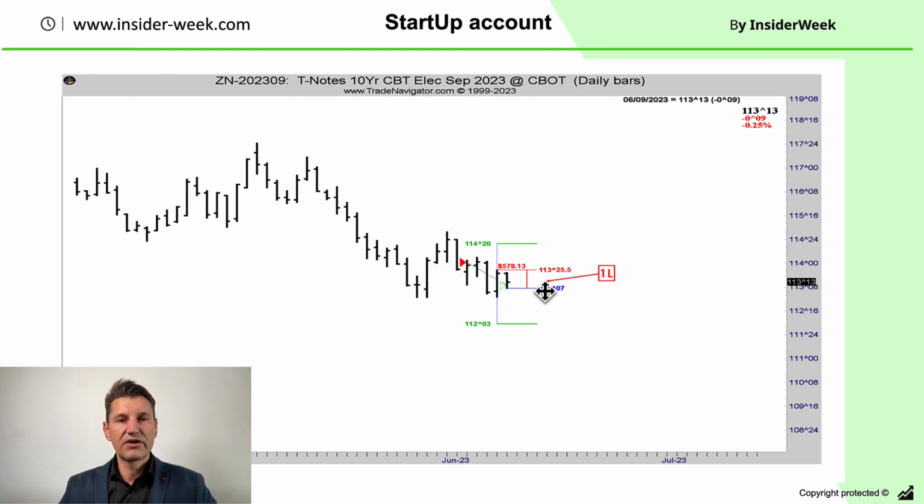The risk is here $578 per contract or per lot. And my price target is the range of the previous bar projected 100% to the downside. This is my first trade for Monday.